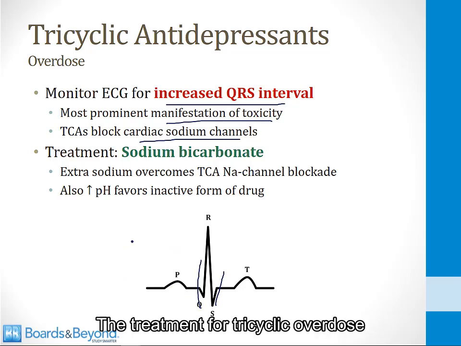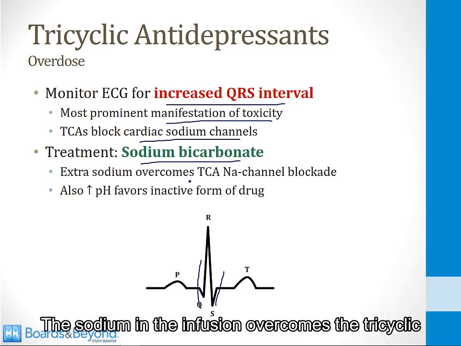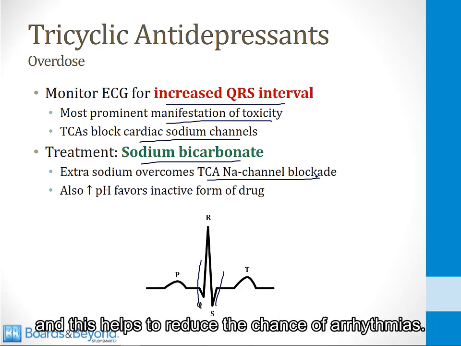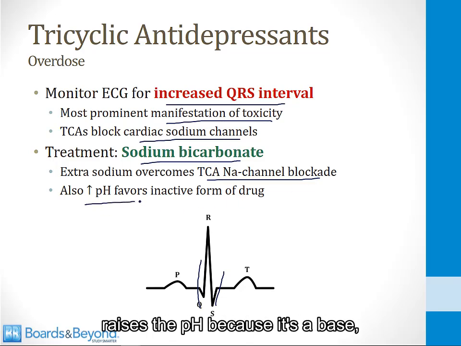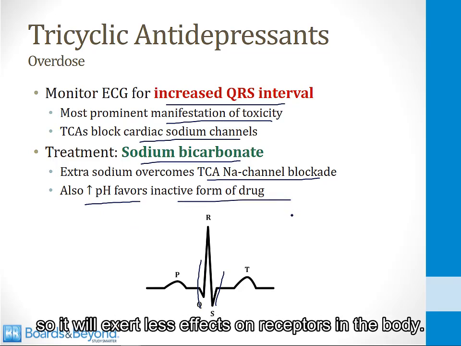The treatment for tricyclic overdose is infusion of sodium bicarbonate. This has two effects. The sodium in the infusion overcomes the tricyclic antidepressant sodium channel blockade in the heart, and this helps to reduce the chance of arrhythmias. In addition, sodium bicarbonate raises the pH because it's a base, and this favors the inactive form of the drug, so it will exert less effects on receptors in the body.